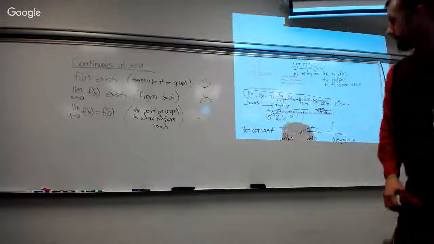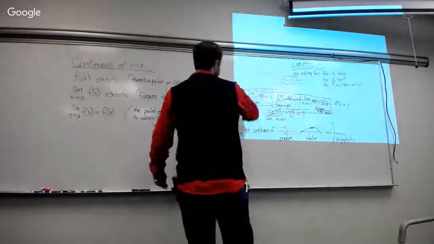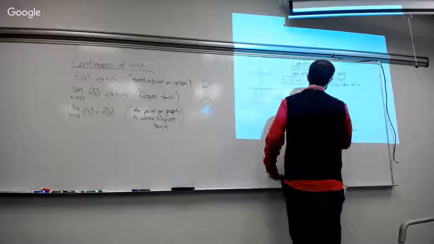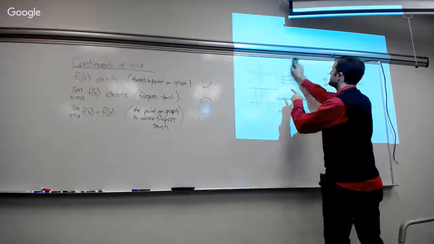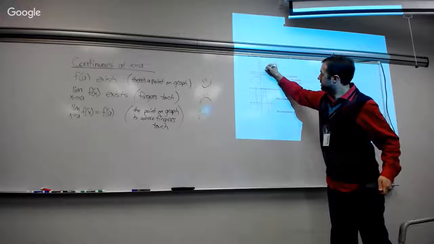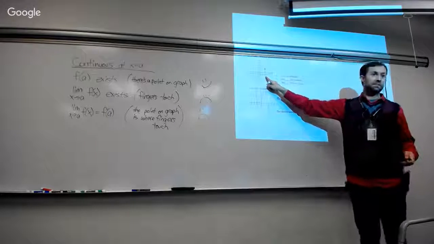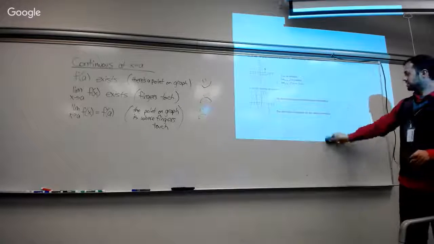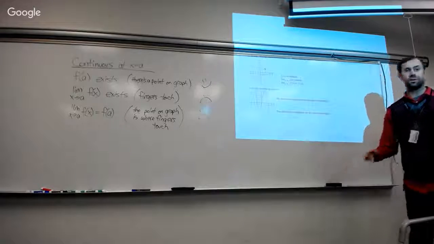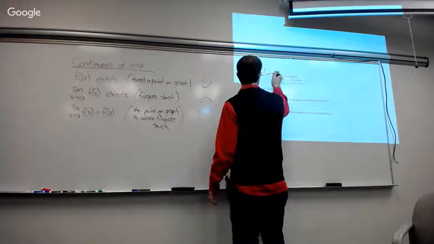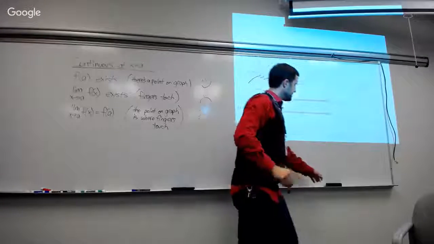So number 12 is very similar to what we just discussed. Why does this graph fail to be continuous at x equals 2? First of all, folks, is the graph continuous at x equals 2? No, because there's a hole there, right? We definitely know it's not continuous. If I was tracing this with my pencil, I'd have to pick up my pencil and start again. So it's not continuous.